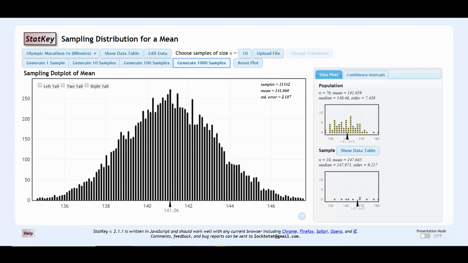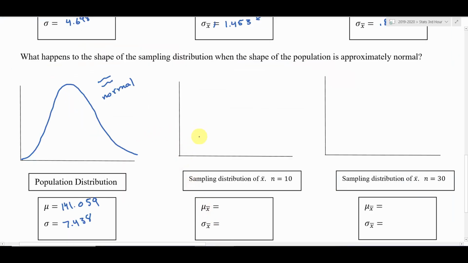So when we draw our new shape, we're still going to draw something that's approximately normal, but it's going to be a tighter curve, a skinnier curve. The data has become more compact. So what happens with the shape here is it stays approximately normal, but it's tighter, for lack of better words. Less dispersion. We get something that is tighter than it was before.